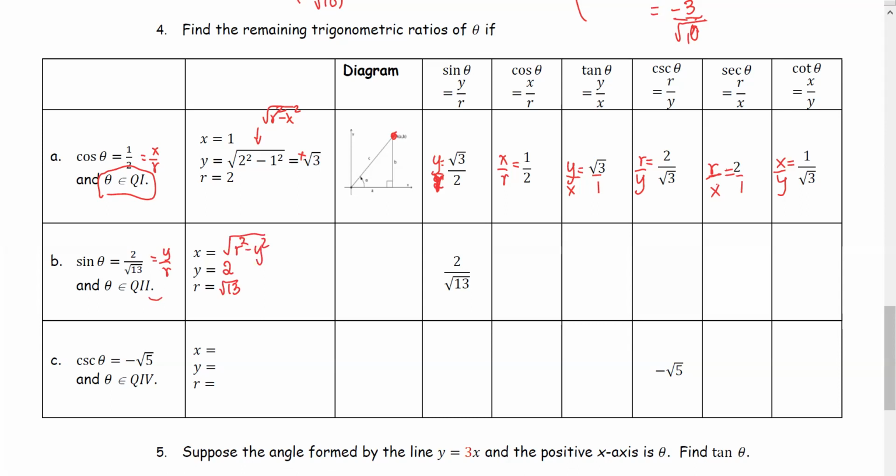Since theta is in quadrant 2, x is negative, so it is negative square root of square root 13 squared, which is 13, minus y squared, which is 4. That gives us x equals negative square root 9, or negative 3. If we sketch the diagram, we have the ordered pair -3, 2, located in the second quadrant.